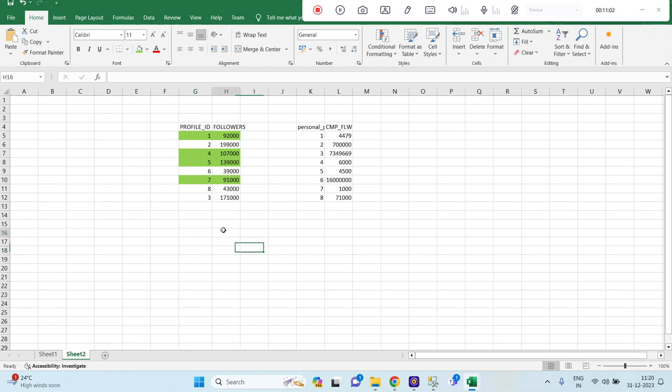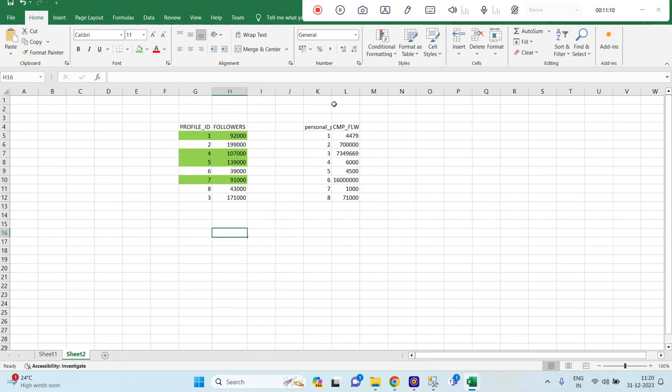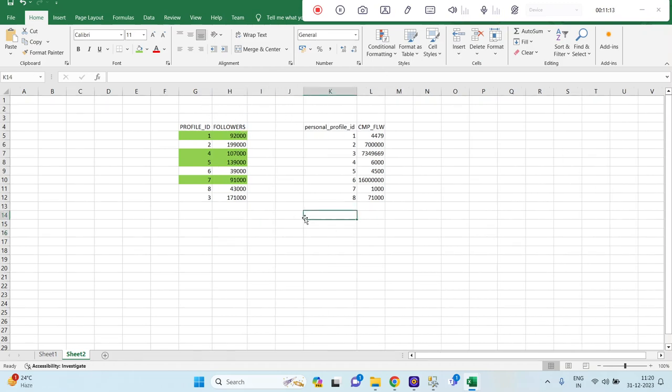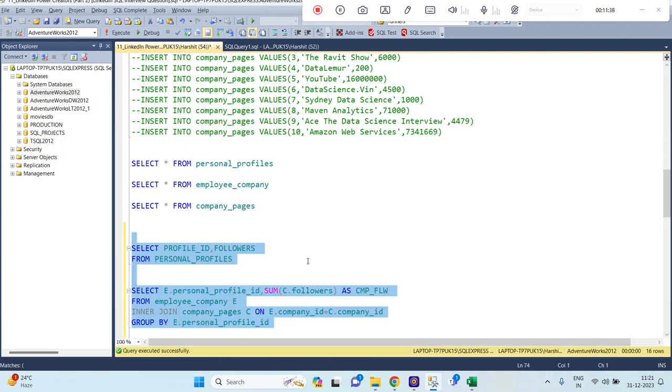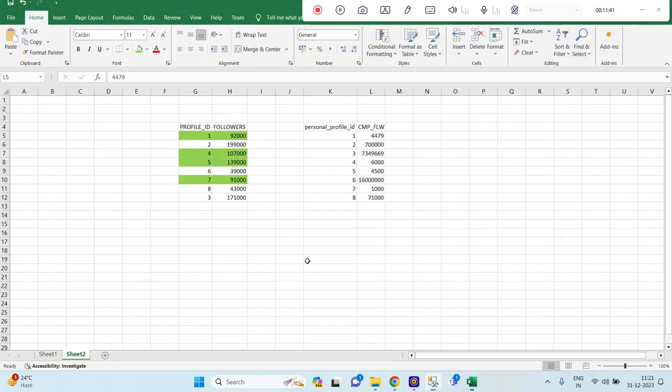Yes, sir. This seems correct. How is it correct? Can you explain in brief? Sir, one with profile ID, as an individual is having more followers than as a company profile. Okay, yes. So now the same with the other three options also.